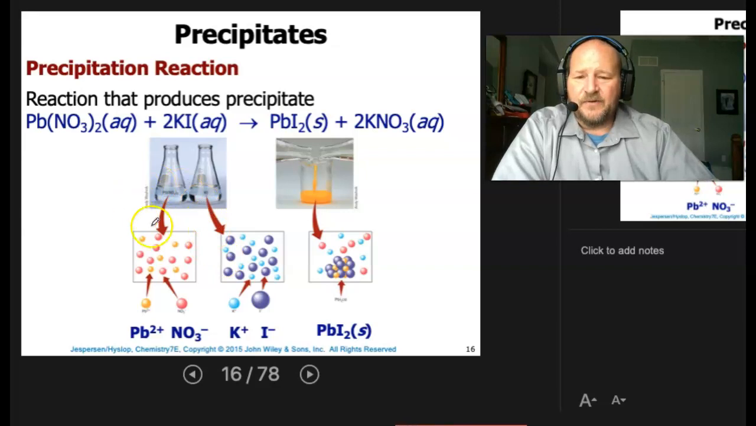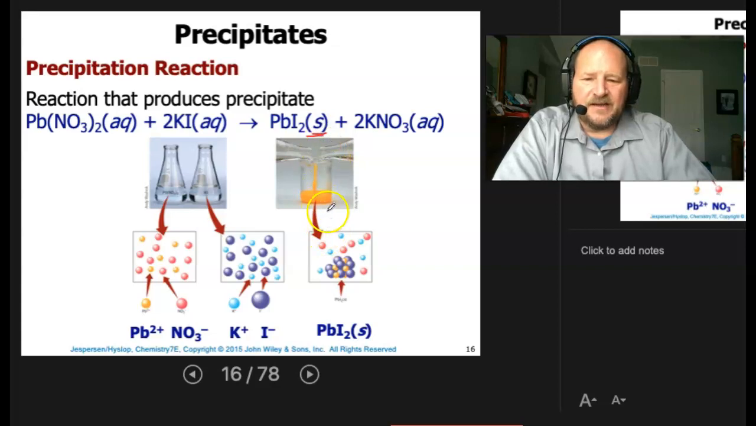So here's the idea. We're going to mix two things together. We have lead nitrate and potassium iodide. We'll mix those two together and we're going to make lead iodide, which notice it's a solid. Okay, and as a solid, we're going to see that precipitate out. And there it is. We can see a yellow solid form. So we took these two clear solutions, added them together, and we get a yellow solid that'll form out of that. Okay, it's pretty neat stuff.